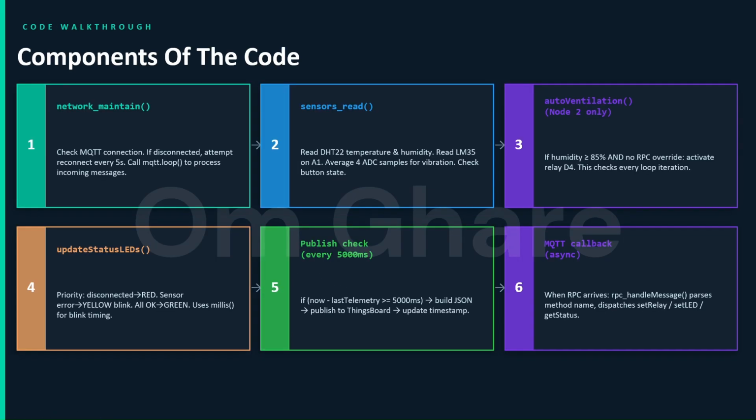This is the code walkthrough. Now the program follows a complete sequence: checking the network, reading the sensors, running the automation, updating the LEDs, publishing telemetry, processing RPC commands, and then repeating.